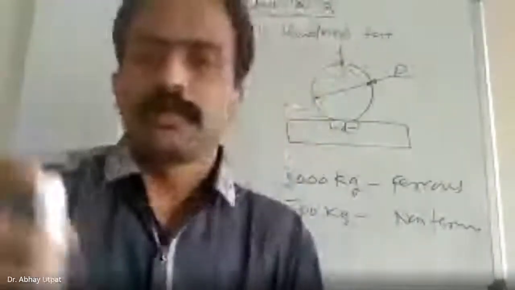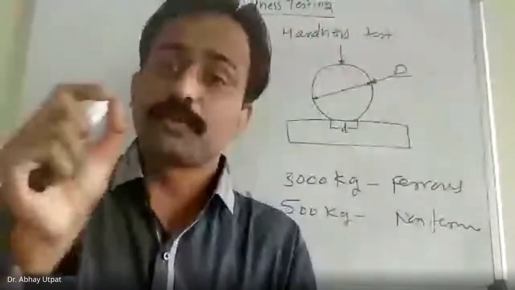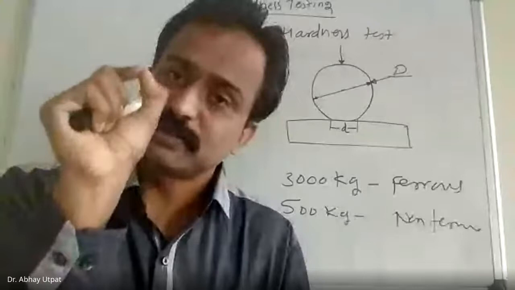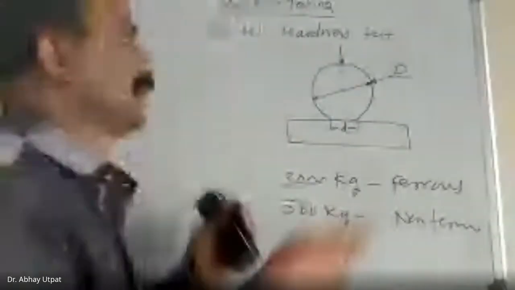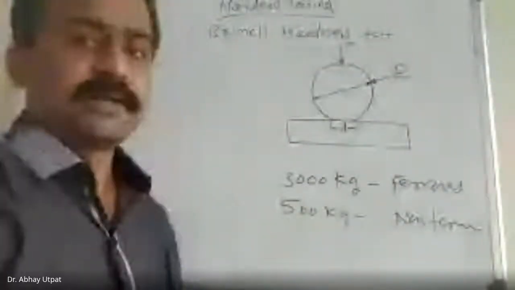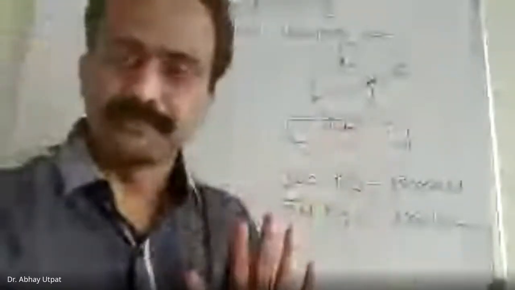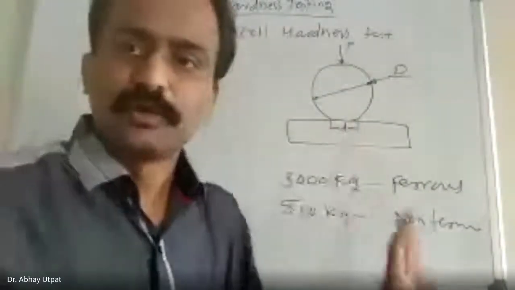So assume that there is a ball in this pen at the top. You have seen your ball pen. At the tip, there is a ball. What will happen? 10 mm ball and 3000 kg load P. What will happen? Diameter is capital D, the ball diameter. It will create an impression of small d on the specimen.